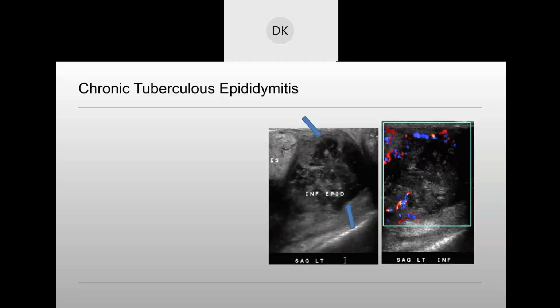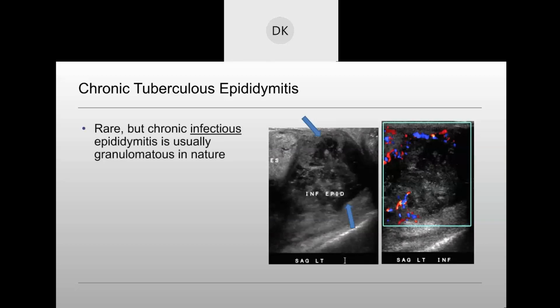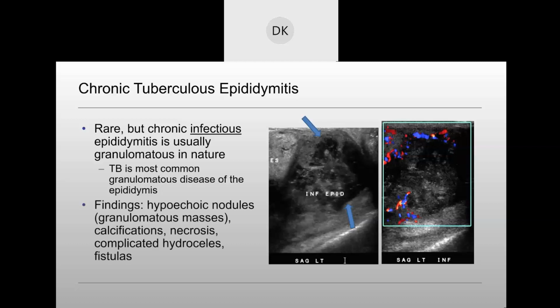And this is actually chronic tuberculous epididymitis. So this is rare, but actually chronic infectious epididymitis is usually granulomatous, and TB is the most common granulomatous disease of the epididymis. And you'll see findings will look a little different than bacterial epididymitis. Instead, you'll see these hypoechoic nodules due to granulomatous masses, scattered calcifications, and then more of a necrotic appearance. That's why we don't see any internal flow. It's kind of peripheral. And you'll see these complicated hydroceles, and you might also see fistulas and sinus tracts extending out.